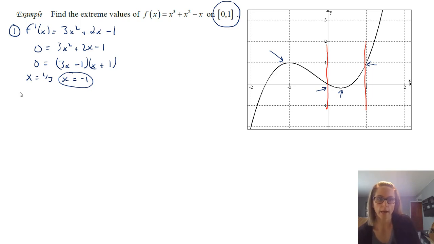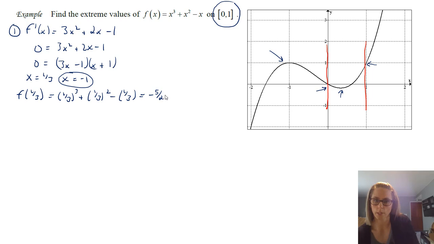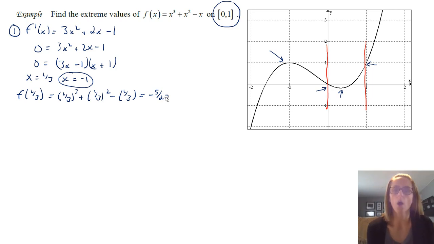So we do need to find f of 1/3. We need to find what that y value is. You can see it on the graph, but we need to find out what it is. So we're going to have 1/3 cubed, we're going to have 1/3 squared, and we're going to subtract 1/3 from that. And we're going to see what we get. Obviously, you're always welcome to do that. I get -5/27. Remember, numbers are not always so pretty.